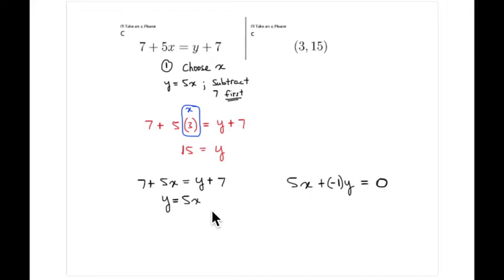All right, so now to write this in the standard form, which is ax plus by equals c, you have y equals 5x. So now you can just take this 5x and move it over to the left side. But if you do that, you're going to end up with a negative 5x.